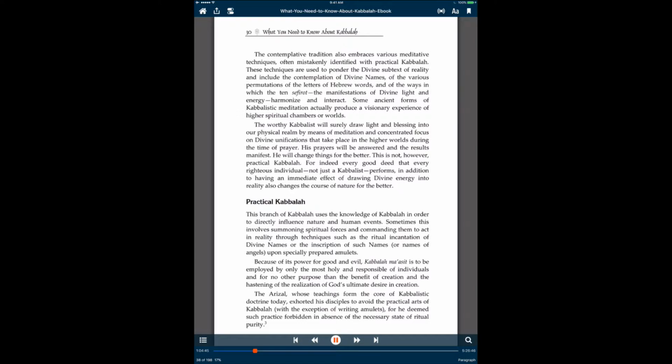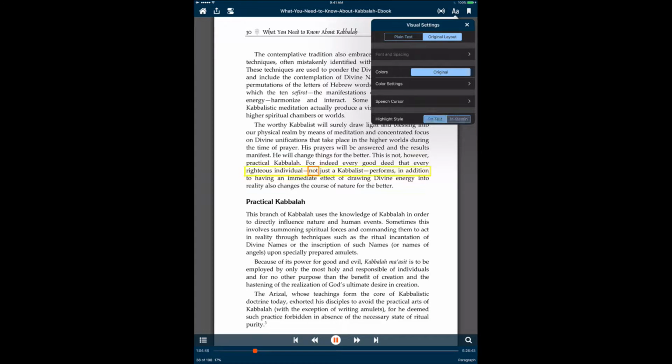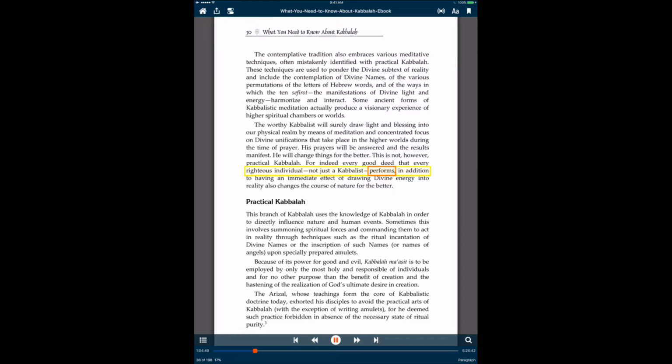For indeed every good deed that every righteous individual, not just a Kabbalist, performs, in addition to having an immediate effect of drawing divine energy into reality, also changes the course of nature for the better. Practical Kabbalah. This branch of Kabbalah uses the knowledge of Kabbalah in order to directly influence nature and human events.